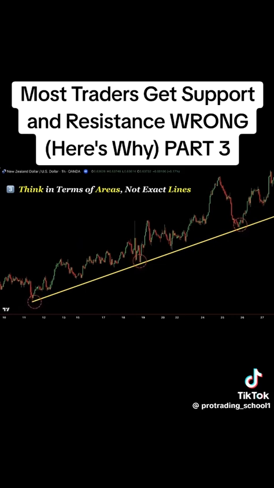And here, we finally see a clean reaction. Price pulls back, touches the trend line, gets rejected, and continues moving higher. This is what a textbook trend line reaction looks like.